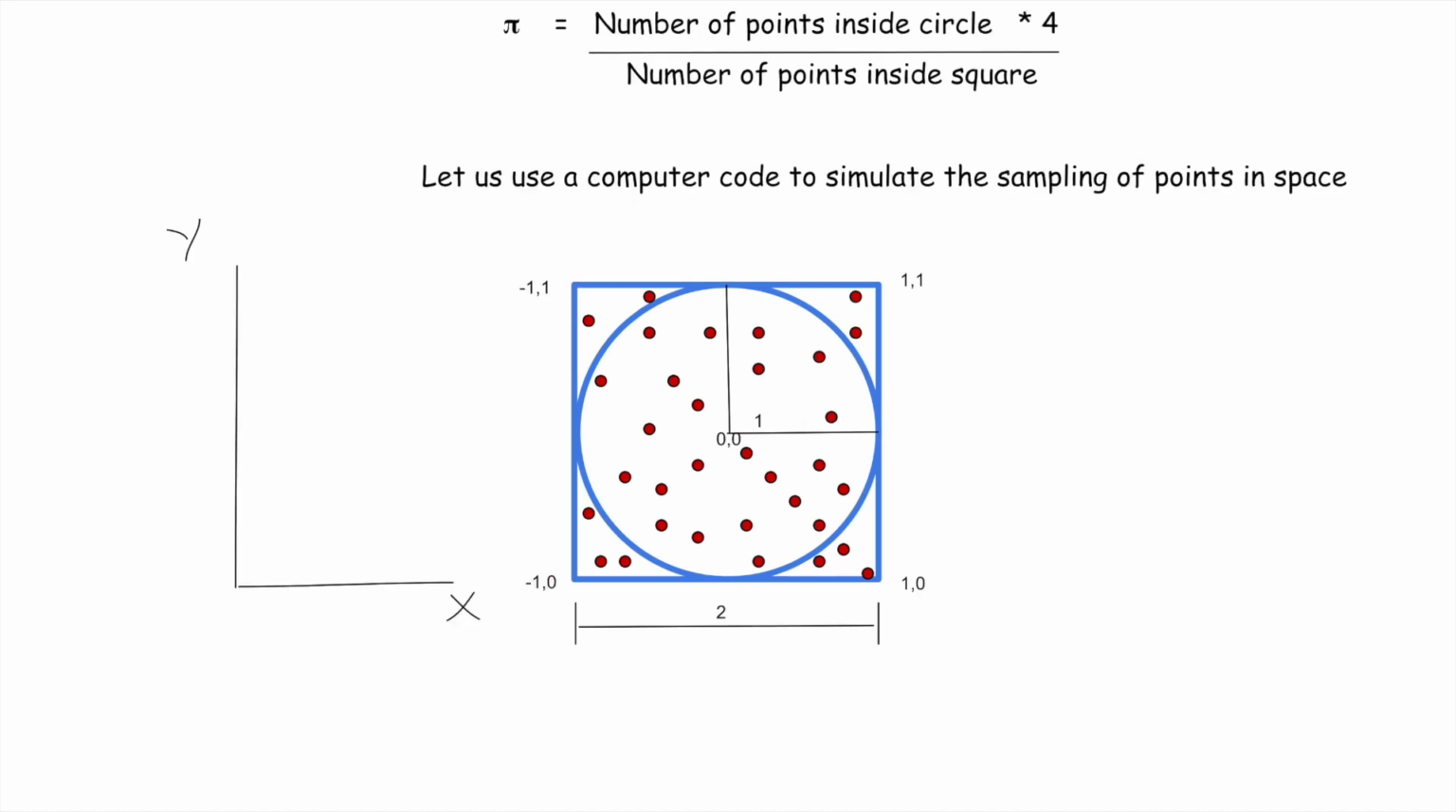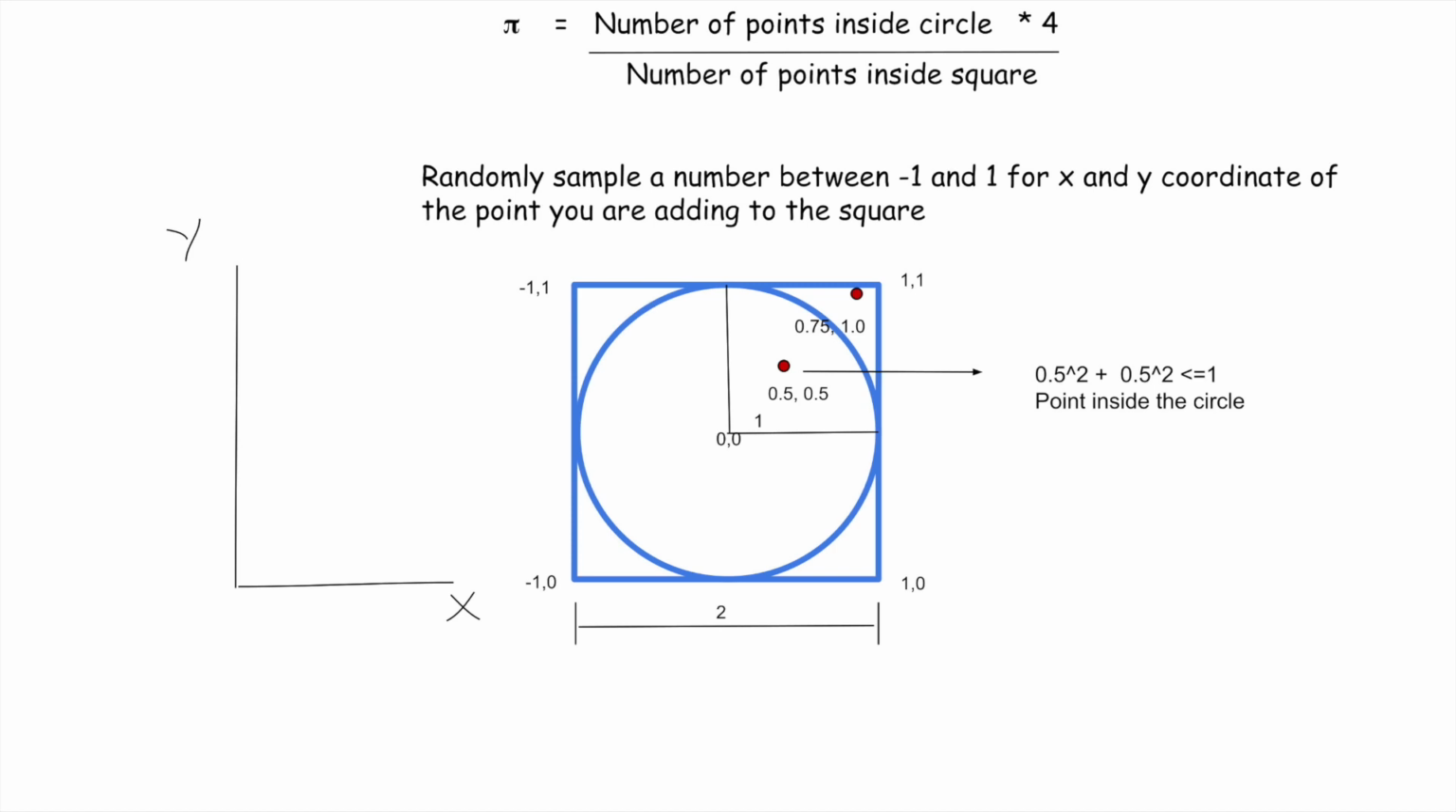Since we need to sample a large number of points inside the square, let us use computer code. Let us assume our square's bounding coordinates are -1 to +1 in both the x and y directions, which makes our circle have a unit radius. The code randomly assigns x and y coordinates between -1 and +1 to sample a point inside the square.